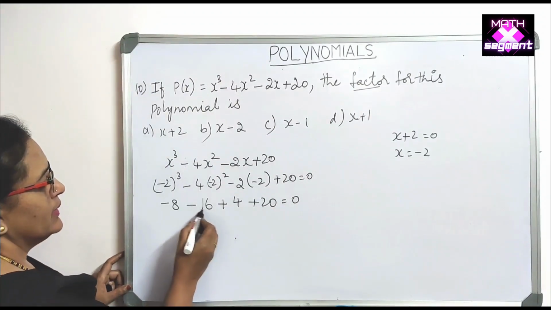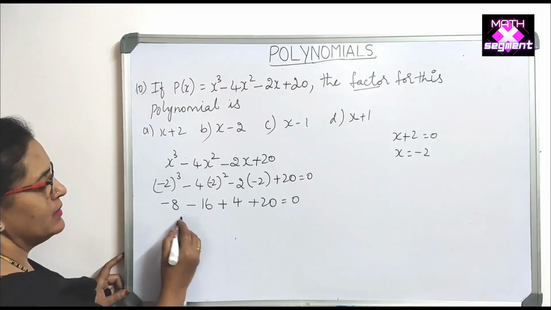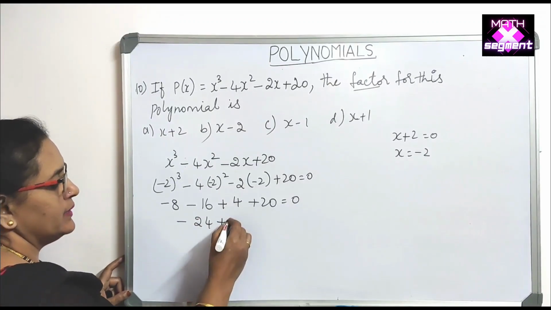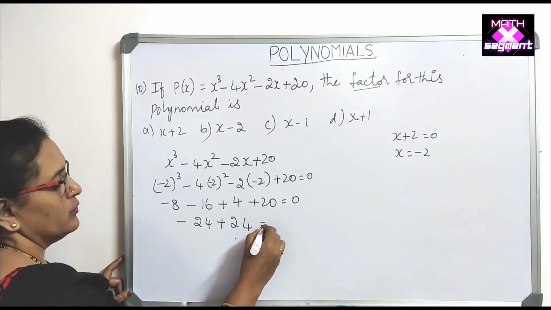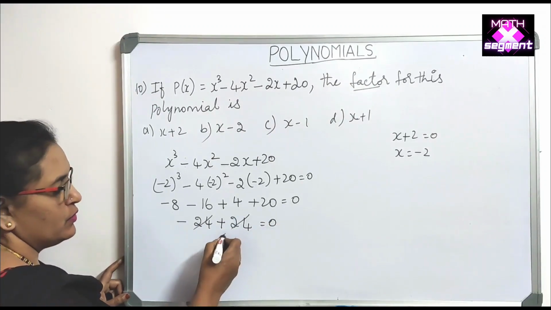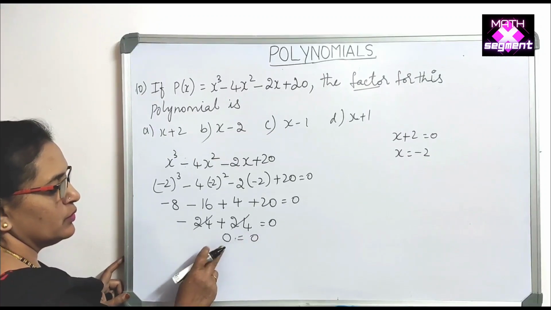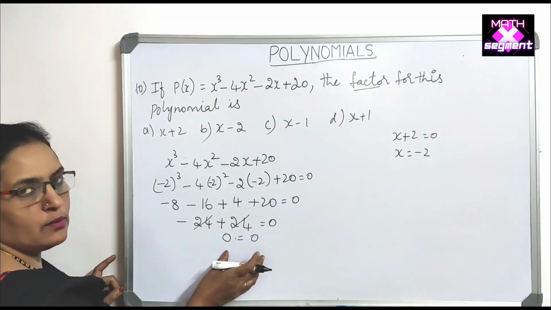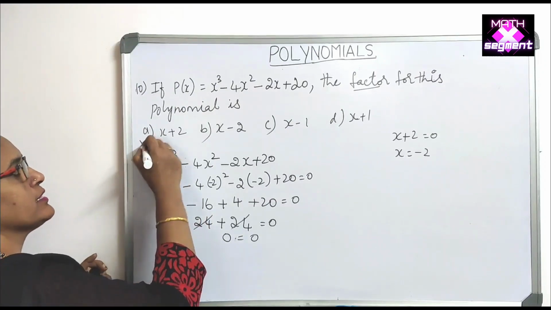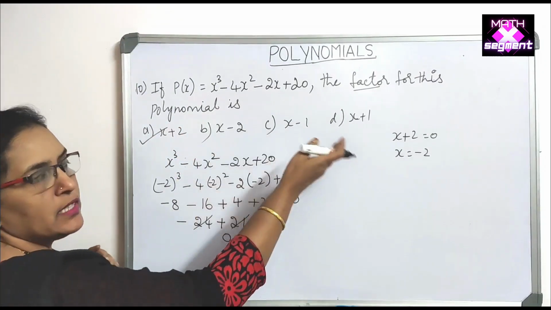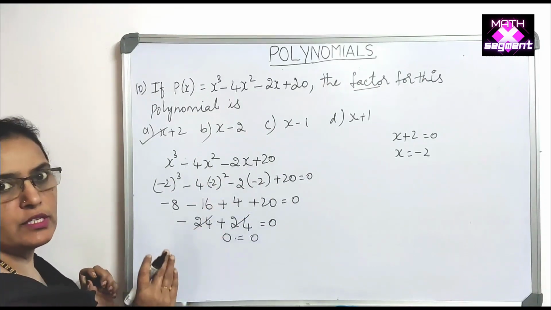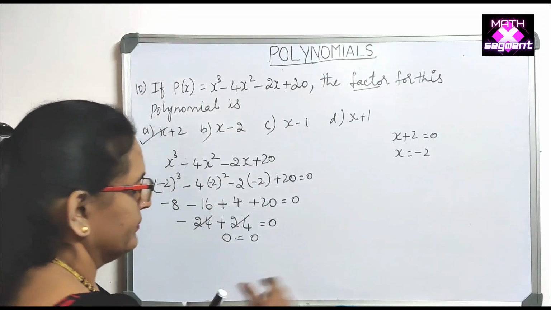So now here -16 and -8 is -24, plus 4 plus 20 is 24, which is equal to 0. -24 plus 24 is equal to 0, or you can write 0 = 0. See, now I am getting both sides equal. So that means we can select the first option, x + 2. If you want, you can try with other numbers in the similar way and find out whether you are getting 0 equal to 0.